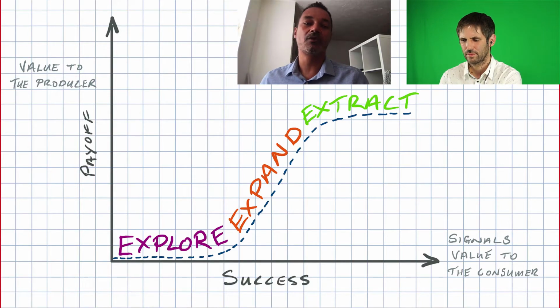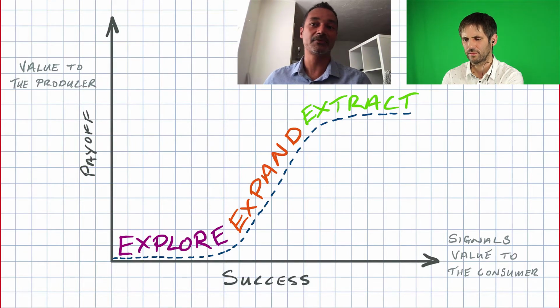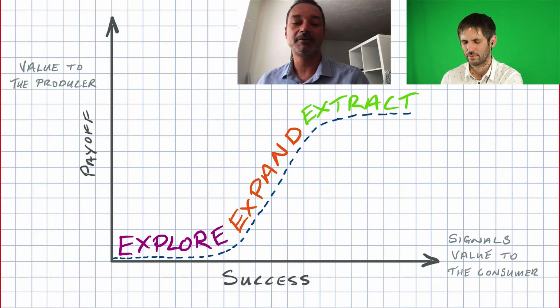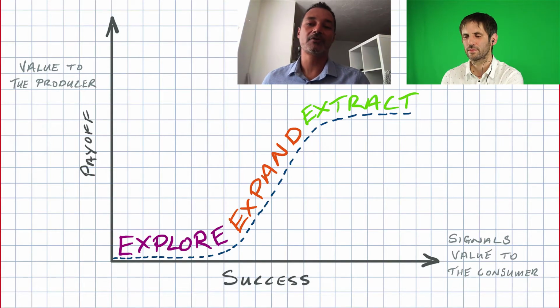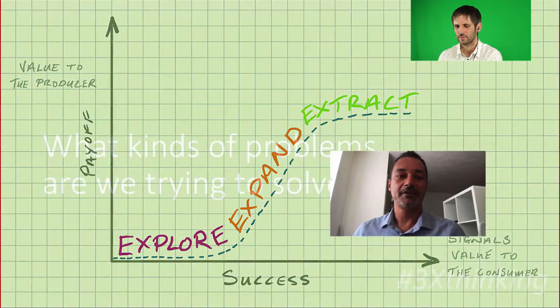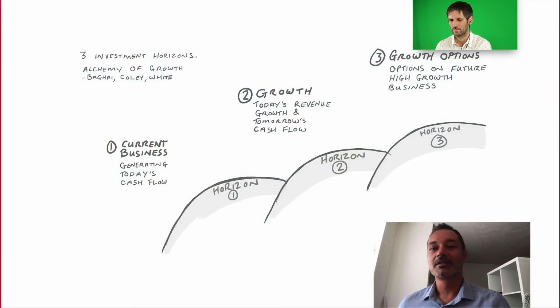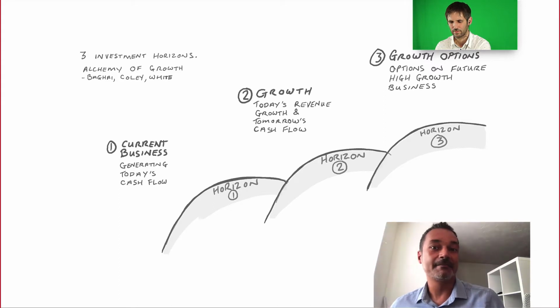It ties in somewhat with an investment model called Three Horizons as well, which is a much older idea. It comes from a book called The Alchemy of Growth. In the Three Horizons, I think I've got a slide about this here. Horizon 1 is your current business, so that's what's generating today's cash flow. Horizon 2 are the growth areas, the things that are expanding. And then Horizon 3 is the place where you're generating future growth options.